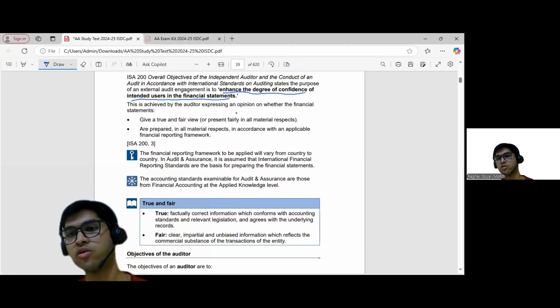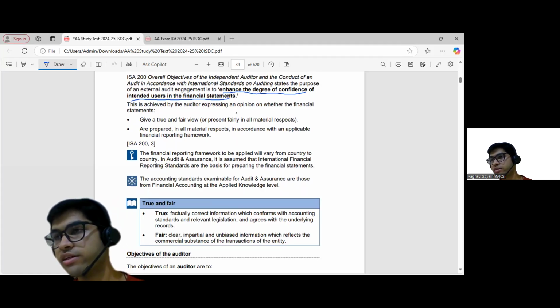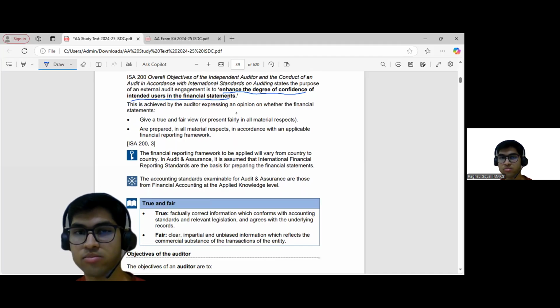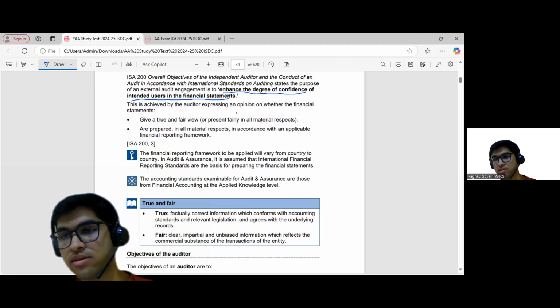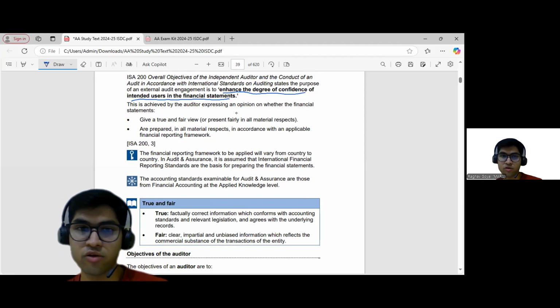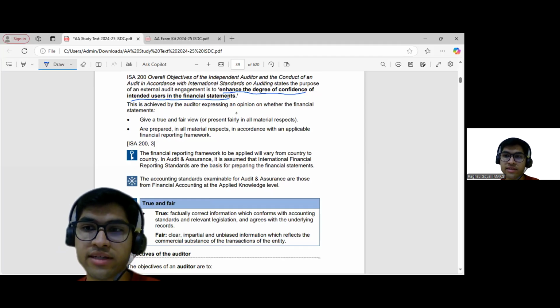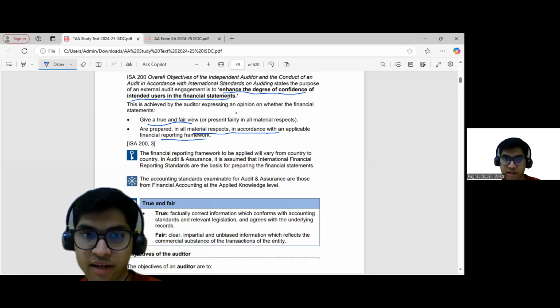So because of external audit, you can be more confident about those financial statements which have been externally audited, because they have done the necessary testing and procedures to test those balances and numbers. So you can place your confidence in them and make your economic decisions. How do they enhance the degree? They will give an opinion on these financial statements, whether they give a true and fair view and are prepared in all material respects with an applicable financial reporting framework.